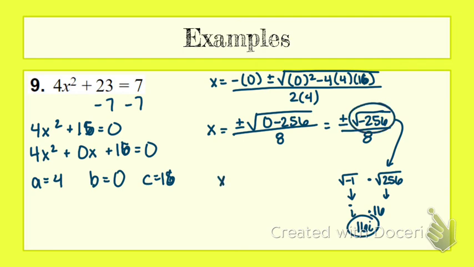So we now have x equals plus or minus 16i divided by 8. And in this fraction, we only have the 2 numbers to check on. And they're both divisible by 8. So we are going to get x equals plus or minus 2i as our final answer.